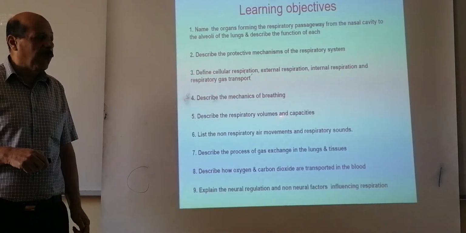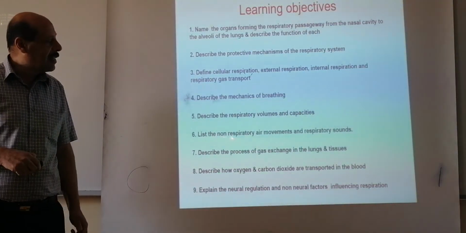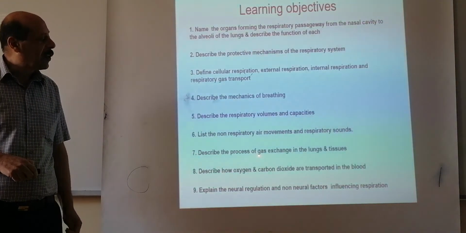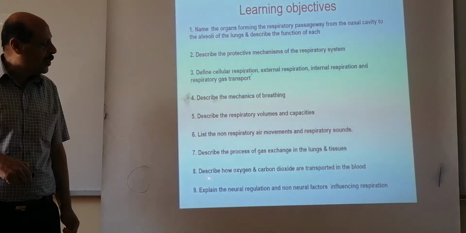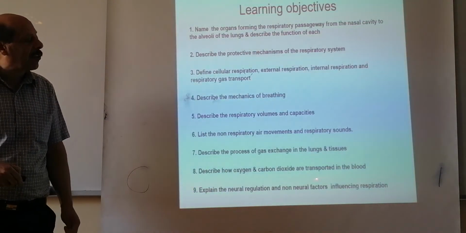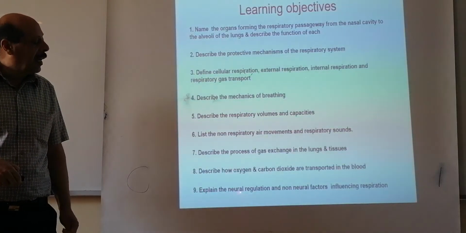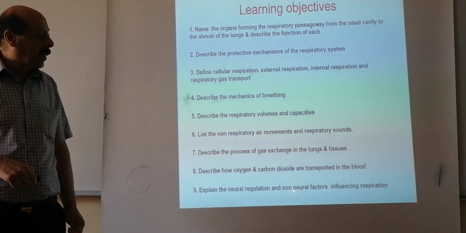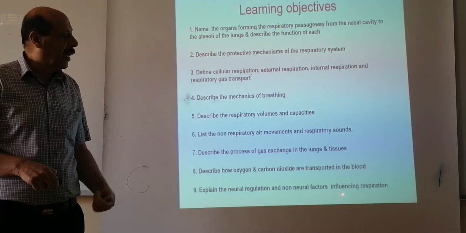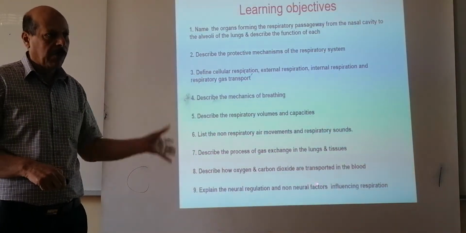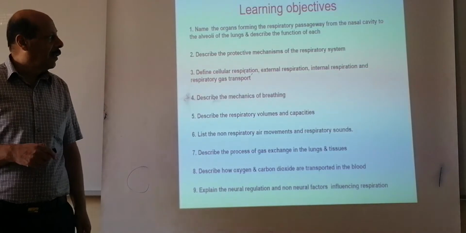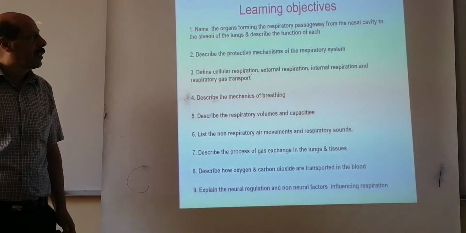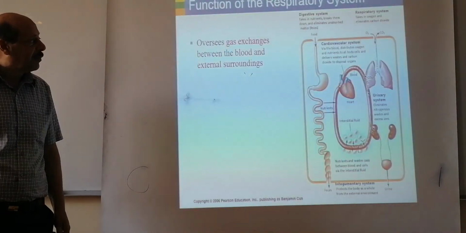Then describe respiratory volumes and capacities. List the non-respiratory air movements and respiratory sounds. Describe the process of gas exchange in the lung and tissues. Describe how oxygen and carbon dioxide are transported in the blood, and explain the neural regulation and non-neural factors influencing the respiration. So those are the objectives for the whole unit. Now we will start with the structure, so we will cover the first two objectives in this session.